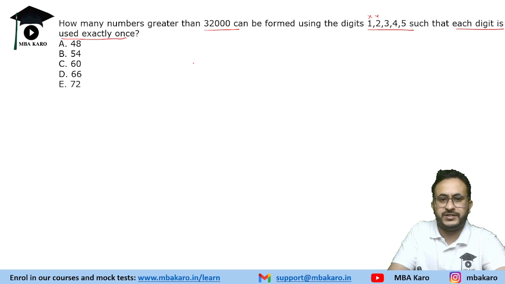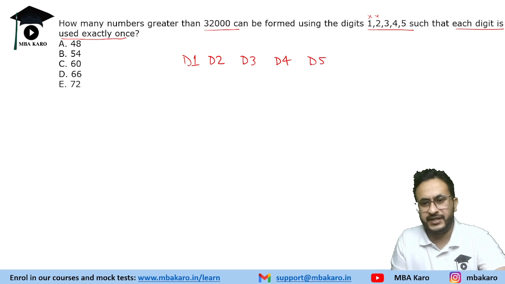Right? So this is the first digit. Second, so we have first digit 1. Let's call them digit 1, digit 2, digit 3, digit 4, and digit 5. Okay, now let us first do the easy part.